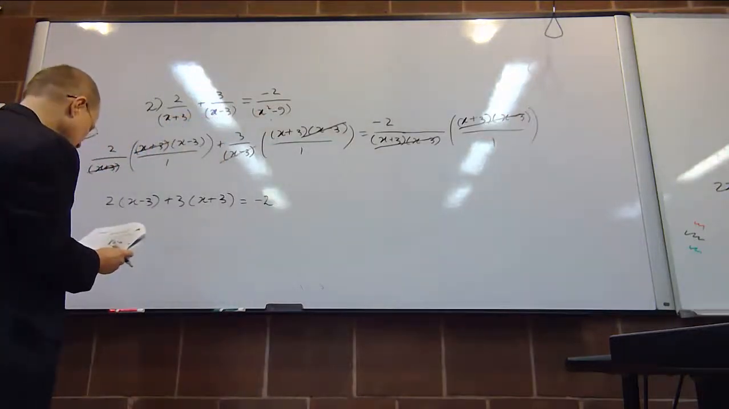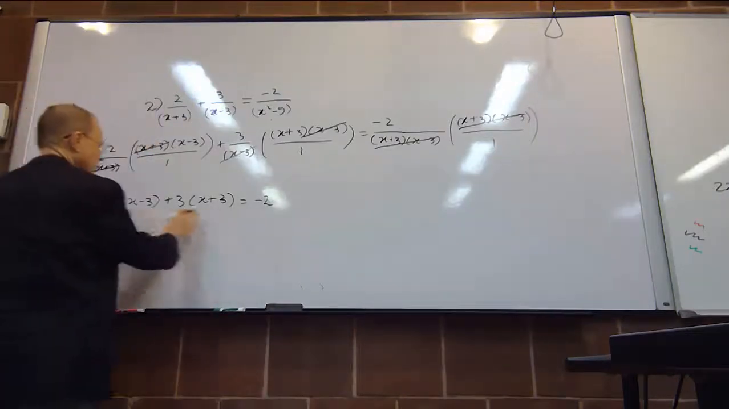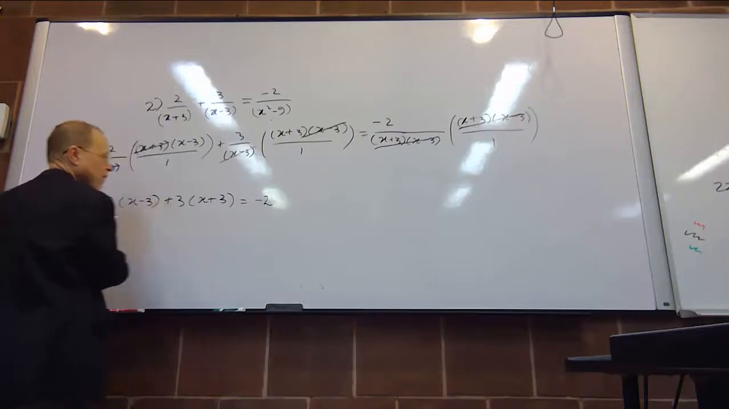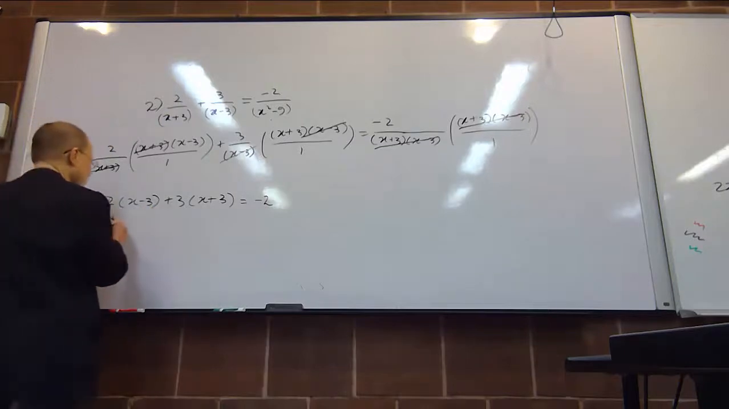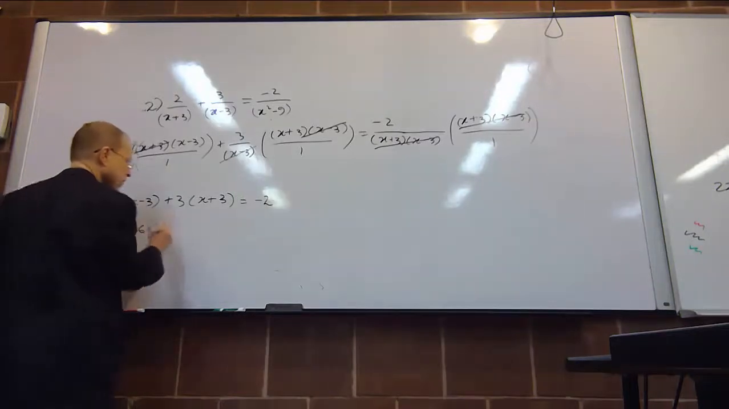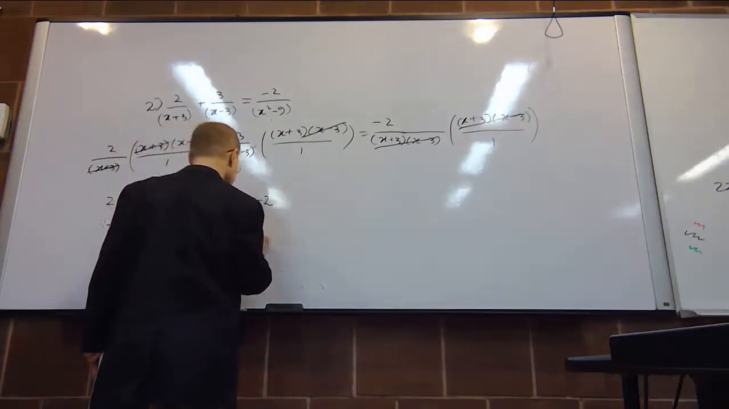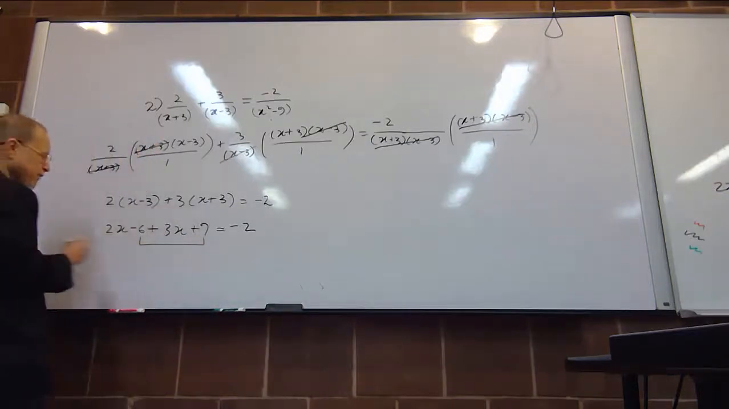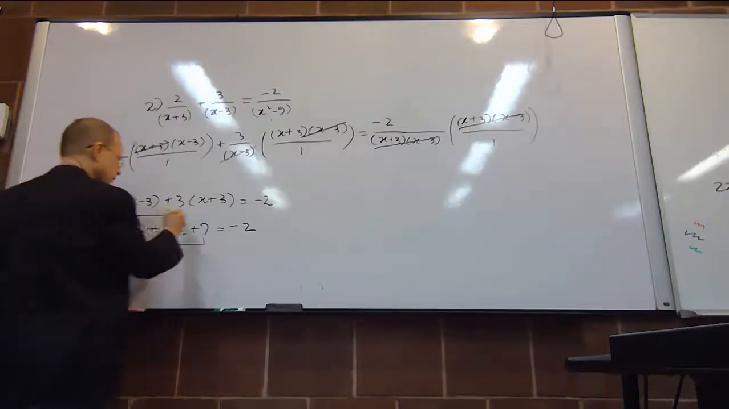So now I have something that looks a little bit more manageable. Of course, now I'm going to use my distributive property to finish this up, combine terms, and solve for x the way I would do a normal algebraic equation of this form. So I'll just go about doing that. I have 2x minus 6 plus 3x plus 9 is equal to negative 2. So I combine my terms here. So I get 3. And I combine my terms here, and I get 5x.